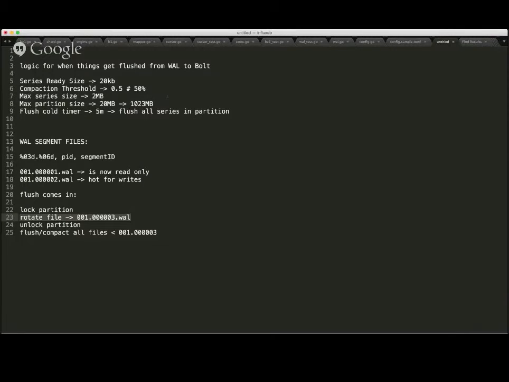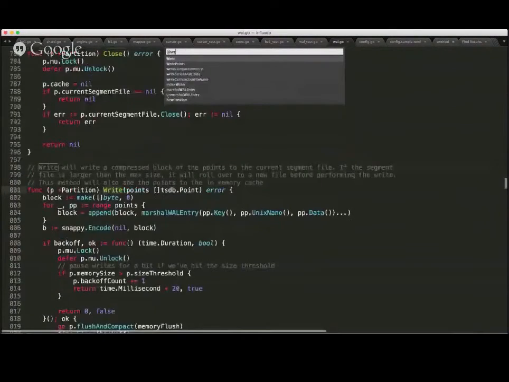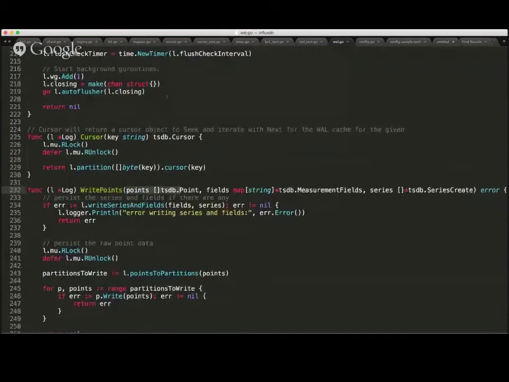Okay, thanks. So yeah, the other thing that I should mention is the WAL write points actually has a signature like this. So you have the points, but then you also have the fields and the series that get created. So basically, when a write comes in, the TSDB store, the shard object actually, looks at the in-memory index and says which of these fields are new, which of these series are new. And then it hands this off to the engine write, which then just passes it off to the WAL write.